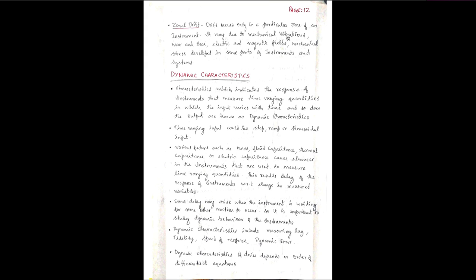It may be due to mechanical vibration, wear and tear, electric and magnetic fields, mechanical stress developed in some parts of the instruments and system. Okay, this zonal drift is not happening everywhere. It is happening in a particular zone and or particular parts of the measuring instruments. That is, it may be due to mechanical vibration, wear and tear, electric and magnetic fields, mechanical stress developed in some parts of the instruments.